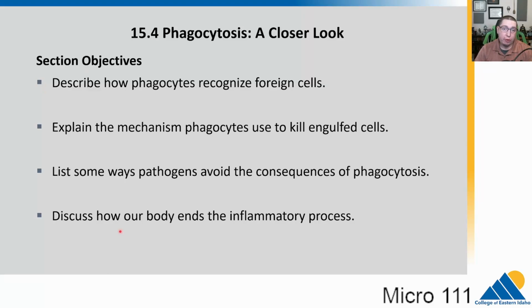In Chapter 15.4, we're going to take a little bit closer look at the process of phagocytosis. We'll talk about how phagocytes recognize foreign cells and don't attack us, and then talk about how they engulf and kill microbes, and then we will look at some ways that pathogens go around this process to avoid it, and then once we talk about phagocytosis, that leads to the end of inflammation when all of the microbes have been phagocytosed.